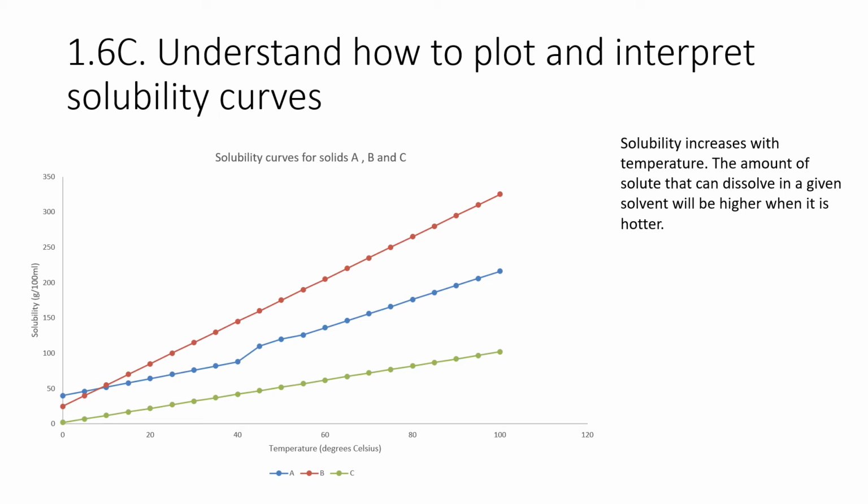We've got 3 different solids here in this graph, and if we were to look, for example, at solid B, which is in the red, so we go to 20 degrees and we could read up and see that the solubility at 20 degrees is approximately 80 grams per 100 ml. Therefore, if we continue and say we've heated it up to 100 now, we would read across and figure out that the solubility at that temperature is about 320 grams per 100 ml.